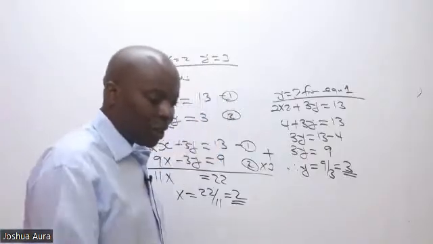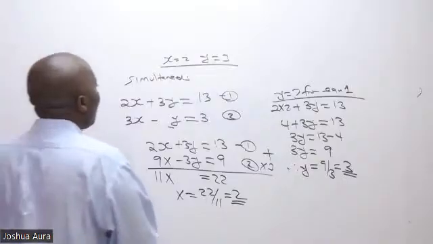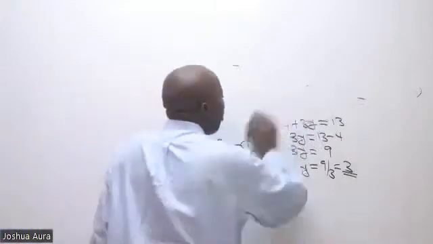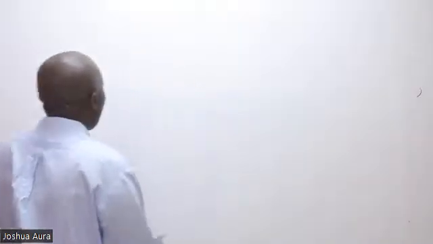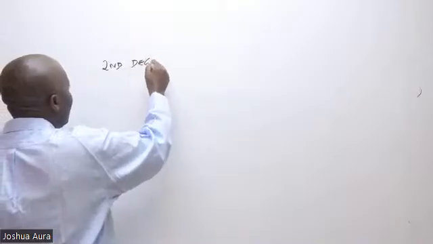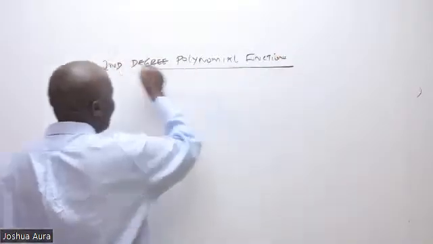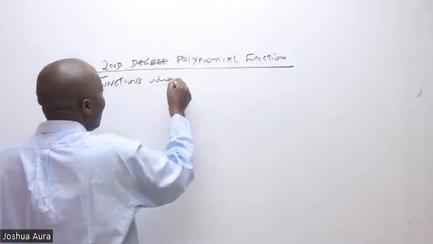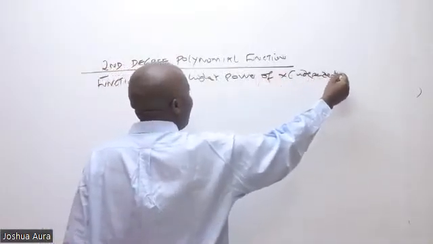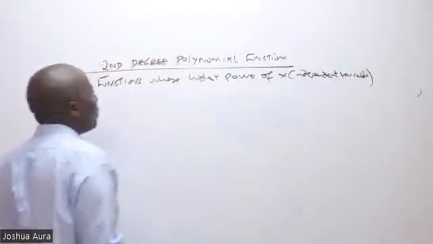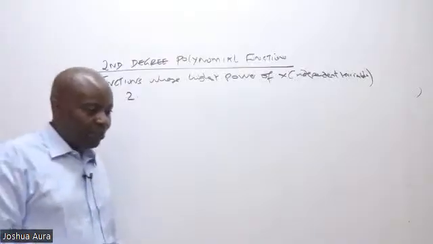Then if you allow me, I will be able to take you straight away to what we call second degree polynomial functions. We have what we call second degree polynomial functions. Functions whose highest power of x, what I call the independent variable, is 2. Functions whose highest power of x is 2.